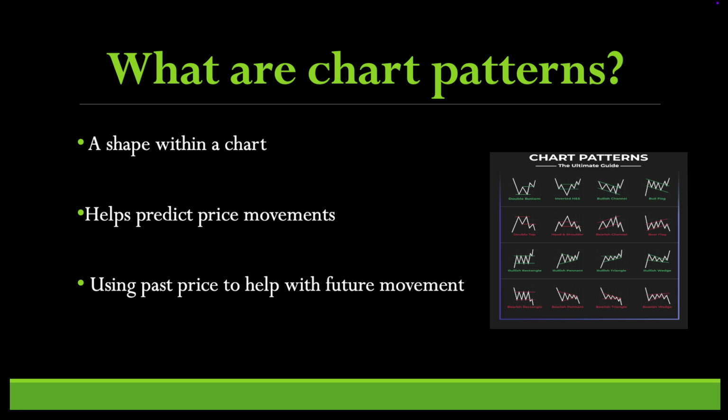And just to put it in simple terms, it's essentially a shape within a chart. What this helps with is predicting price movements. A bullish chart pattern will give you a bullish bias, a bearish one will give you a bearish bias. This also helps with using previous historical data. So you're using previous data to make this pattern for future price movements, right?